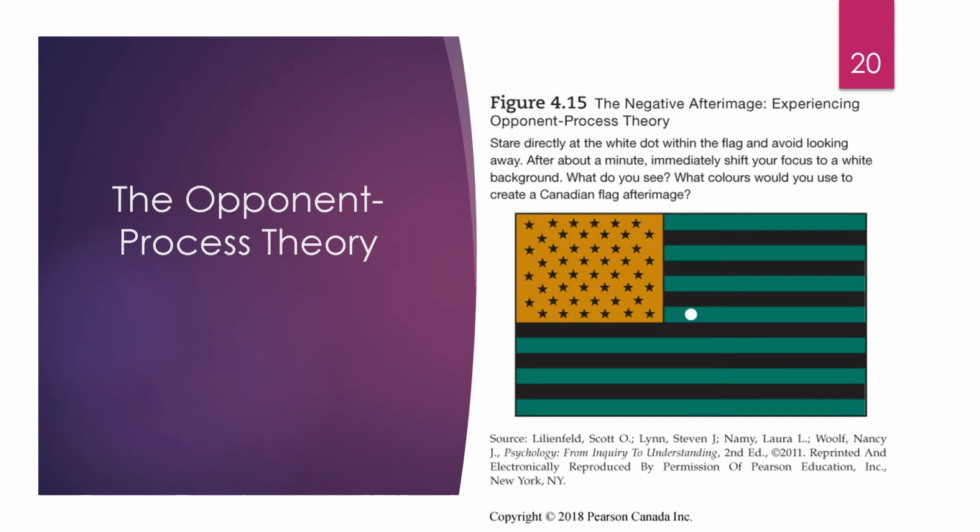So if you look at this picture here, this is an example of a negative afterimage. You've probably seen one before at some point. But if you stare directly at this white dot and avoid looking away, and then after about a minute, all of a sudden you shift your focus to something that has a white background, you should actually see the opposing colors from this flag.